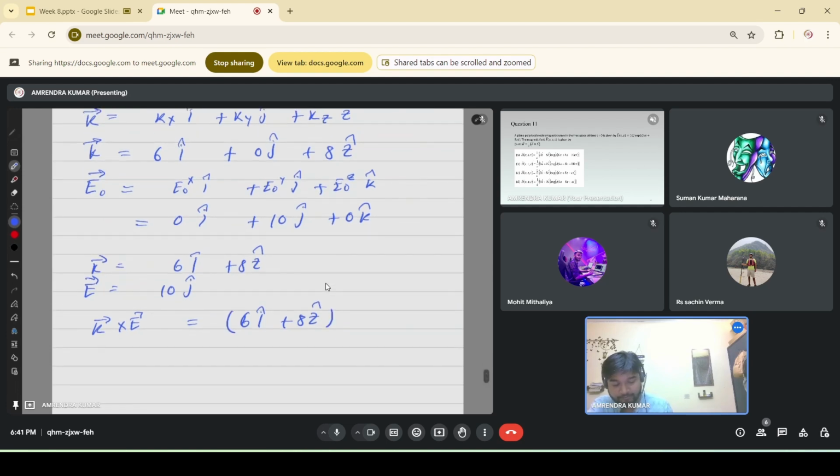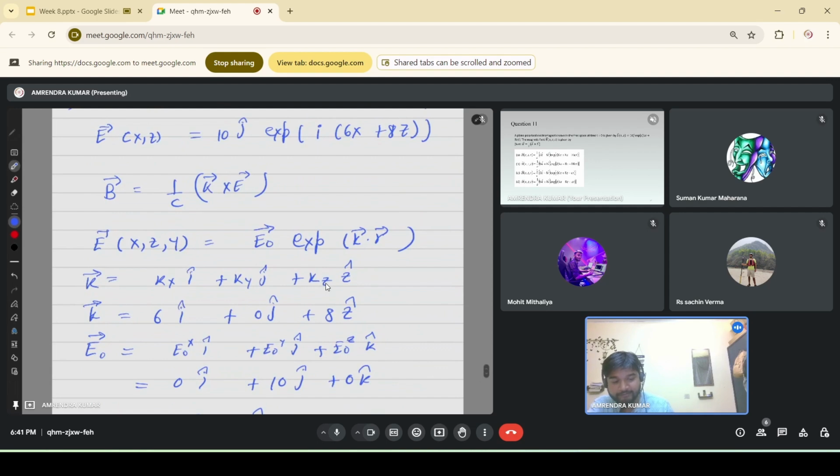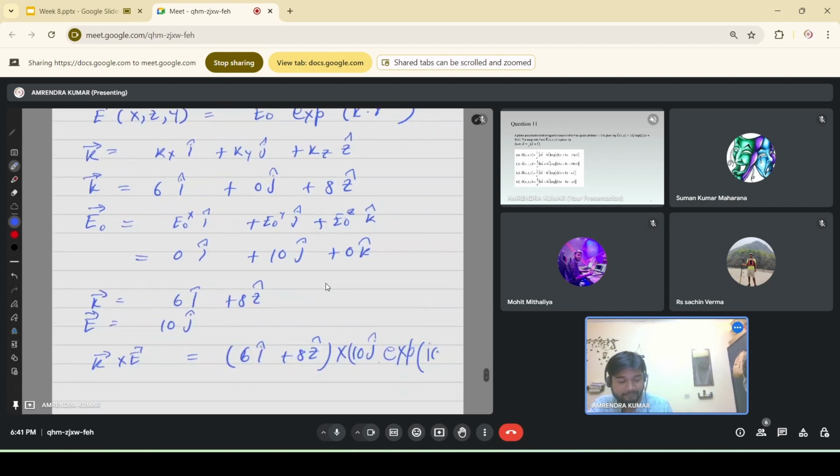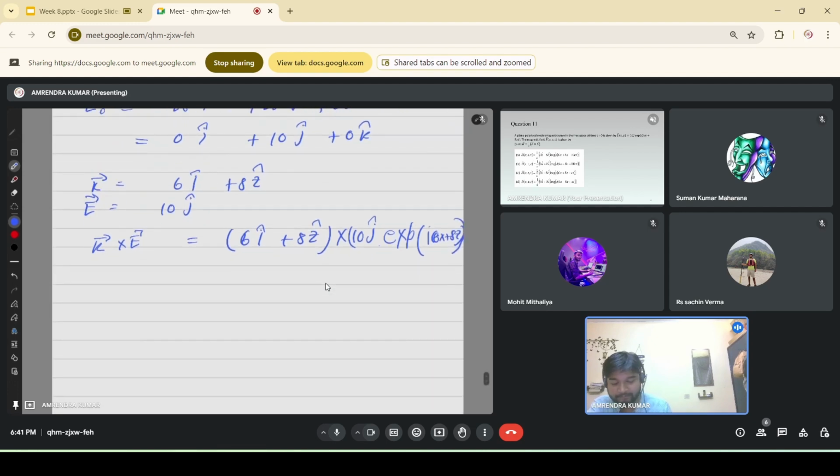into 10 j cap. So this is a cross product with 10 j cap into this magnitude. This is the magnitude, but the exponential terms are also there. So it will be exponential of i(6x plus 8y). So this is the thing.